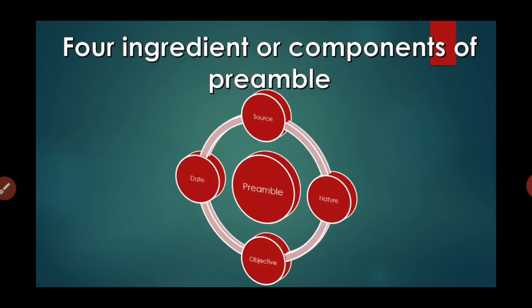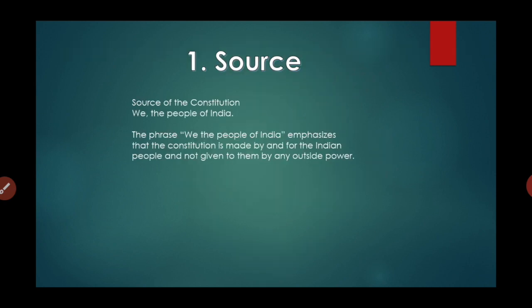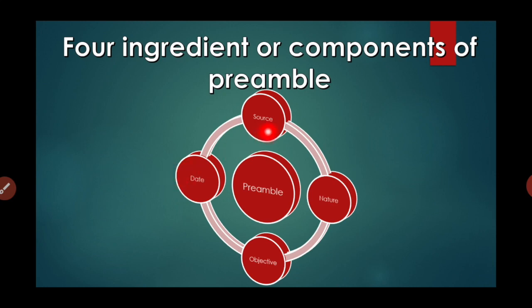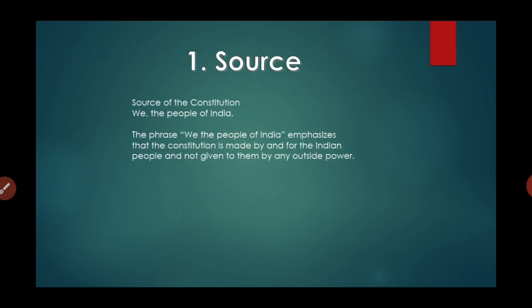I want to bring your notice to this. Now, as I told you, it consists of 4 ingredients, or you can say 4 components, of the preamble. First I talked about the source, the second the nature, the objective, and then the date. Here, the source of the constitution, as I told you, is we the people of India. The phrase we the people of India emphasizes that the constitution is made by the people and for the Indian people. This is the thing which I want to tell you.